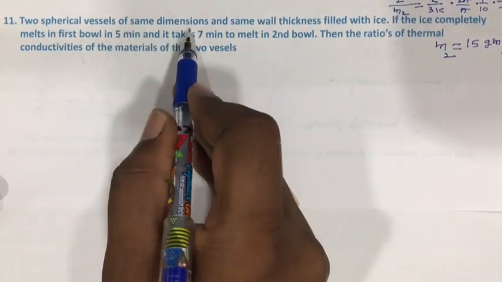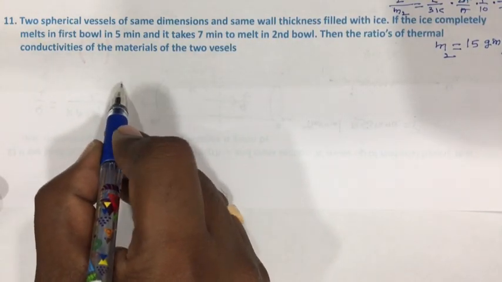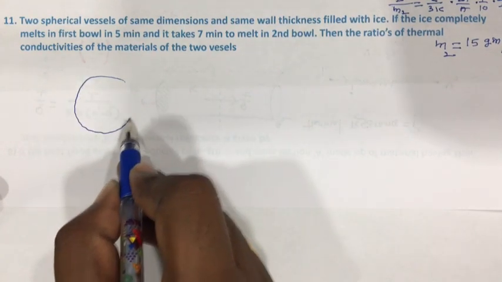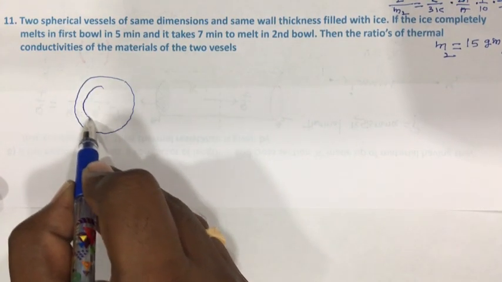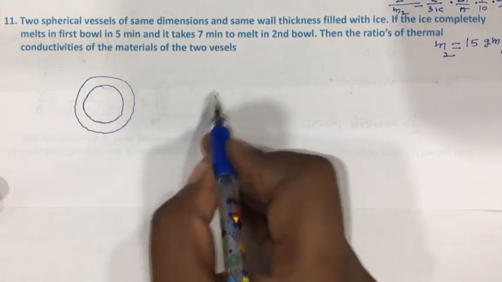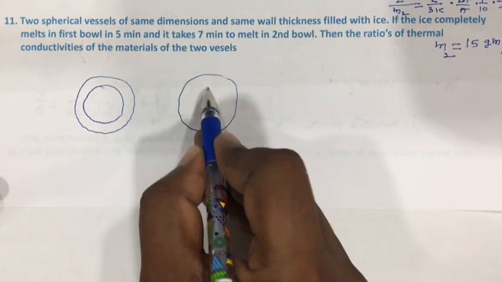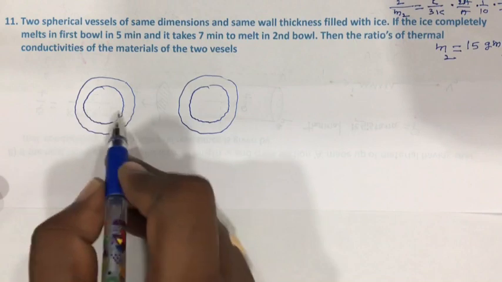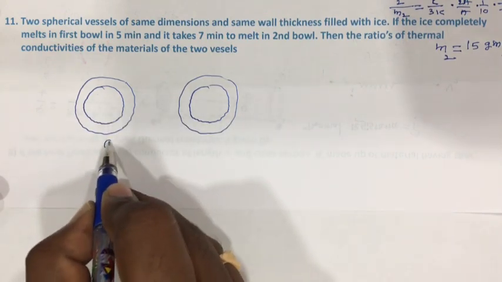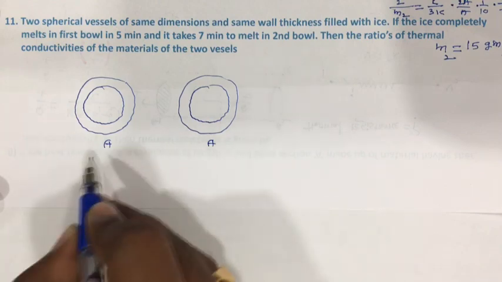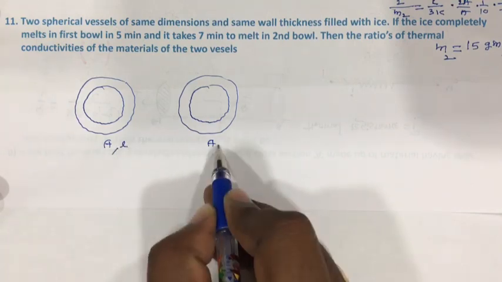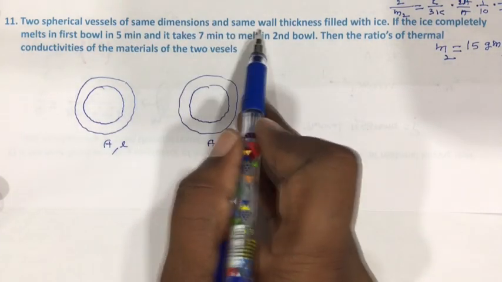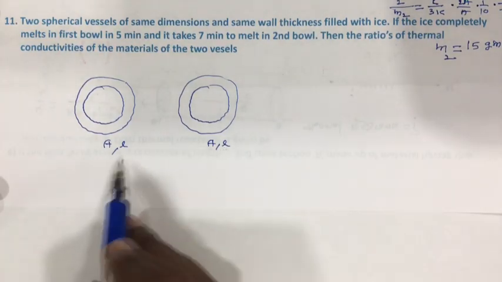Two spherical vessels of the same dimensions and the same wall thickness filled with ice. So this is one spherical vessel, and it is another spherical vessel. Their dimensions are the same, so area of cross section is the same, and L is also the same. Same dimensions means these are the same. Same wall thickness means L is the same.